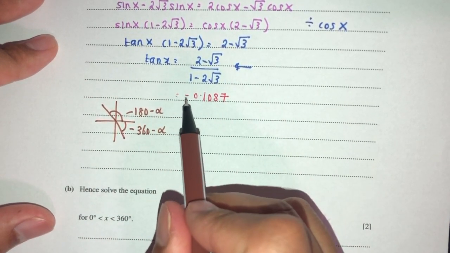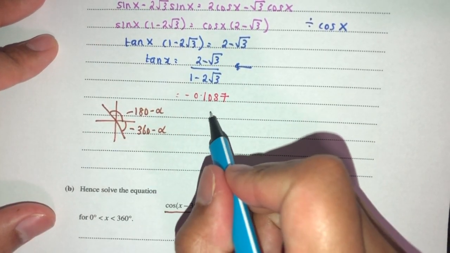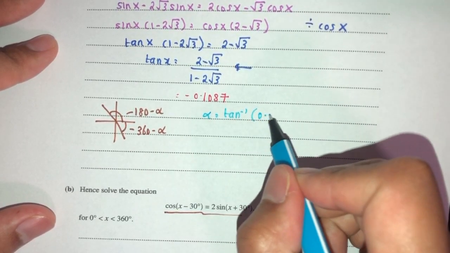Now, whenever it's negative, we don't find the angle directly. We have to go through some other angle. Now, to find alpha is pretty simple. It is tan inverse of the positive value of this one.